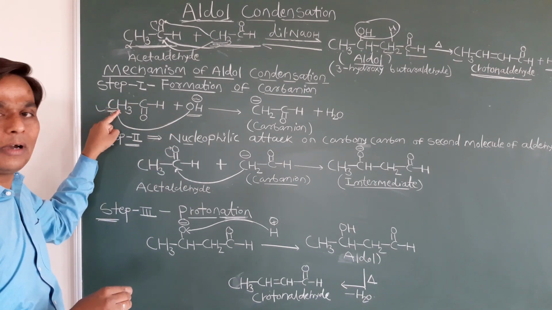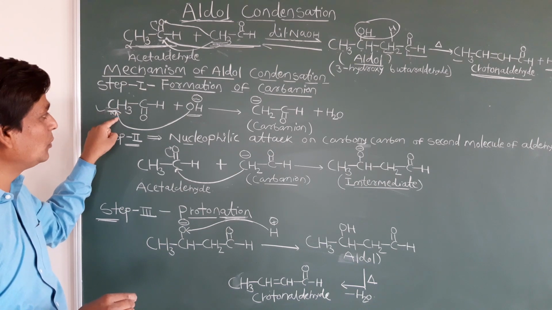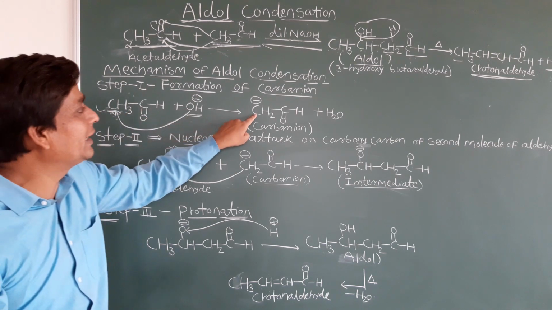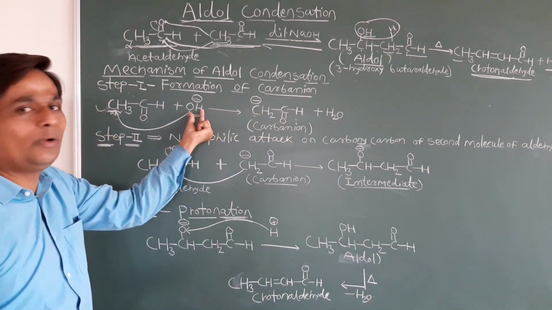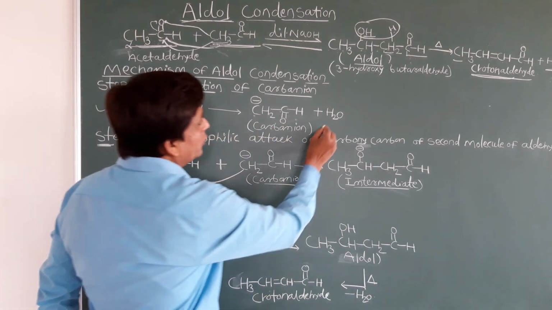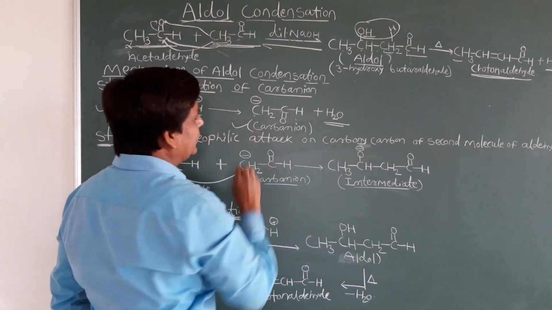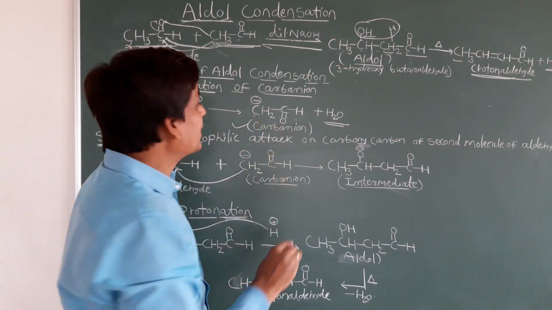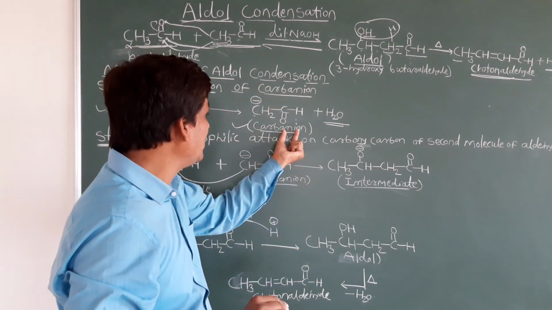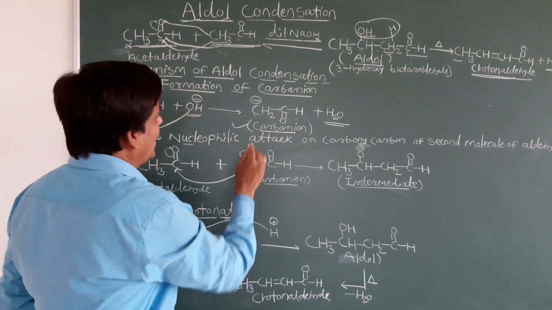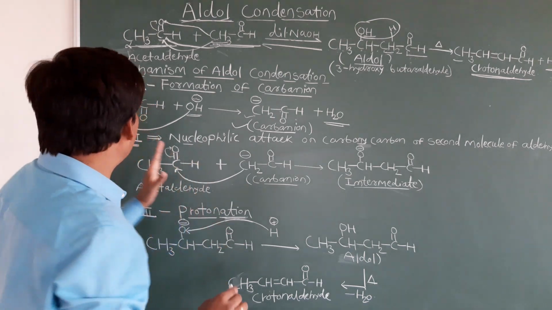Now what happened here? One hydrogen is removed, then here we get CH2, C=O as it is, then H as it is. This OH and this one hydrogen, a water molecule, will be removed, and simply in step first here we will get a carbanion, and this carbanion is nothing but a nucleophile. This carbanion here acts as a nucleophile. Okay students, see the second step.